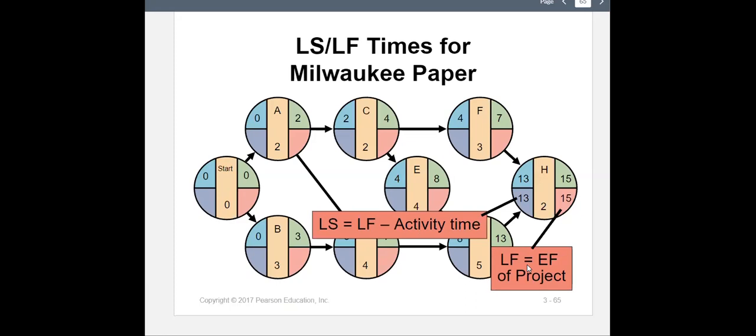So that's the starting point. We know that the latest finish equals the earliest finish of the last node. So 15 goes down here. Now, the earliest start of H was 13. What's the latest start of H? 15 minus 2 is 13. So that's where 13 came from.